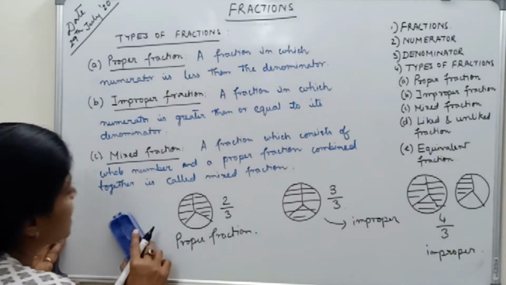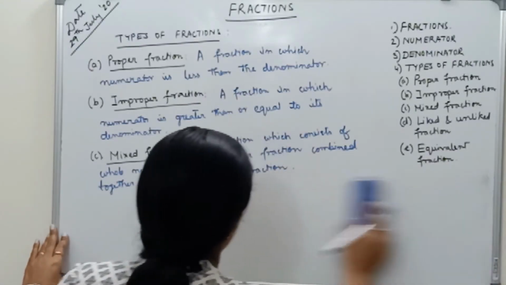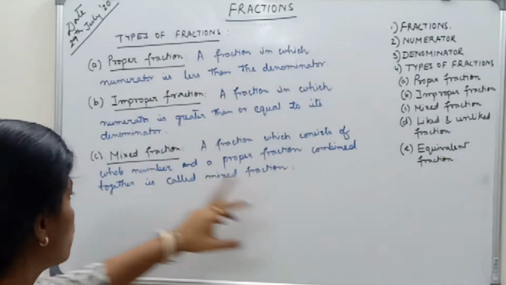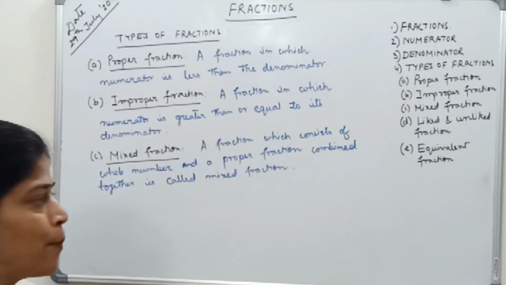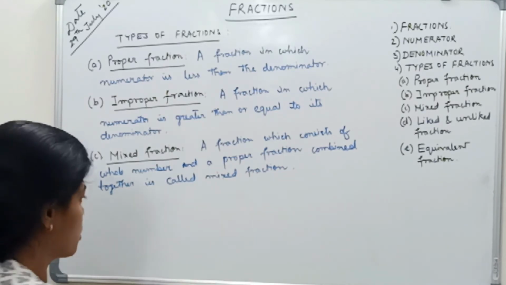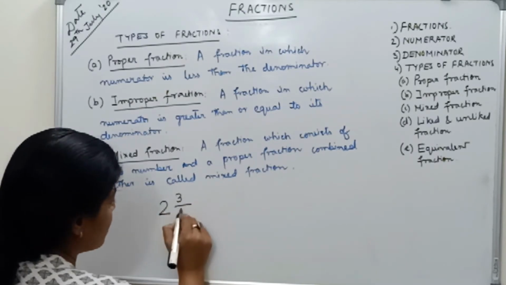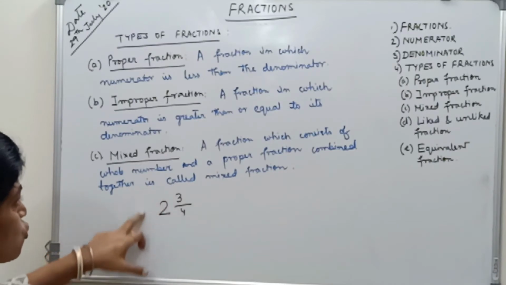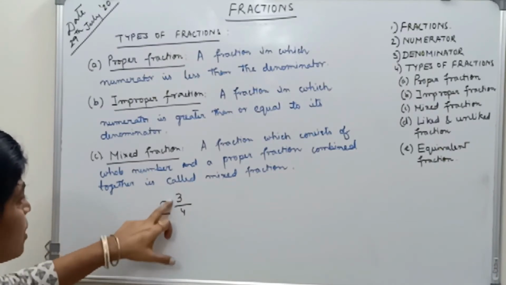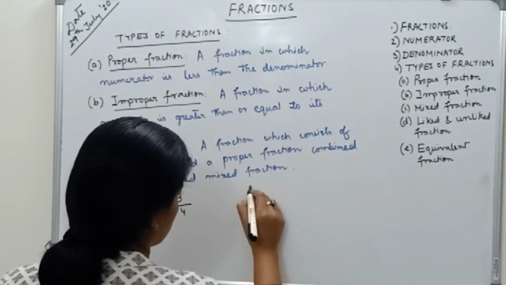Now what is a mixed fraction? A fraction which consists of a whole number and a proper fraction combined together is called a mixed fraction. Suppose I write 2 is a whole number, 3 by 4. So this is a mixed fraction. 2 is a whole number and 3 by 4 is a proper fraction. What do you mean by this?